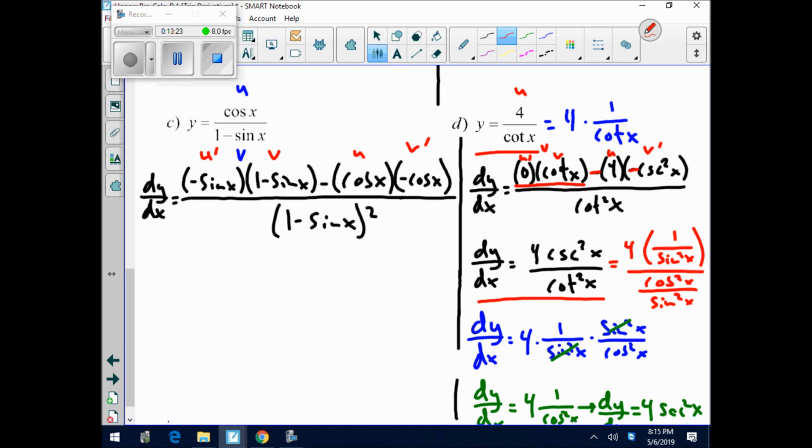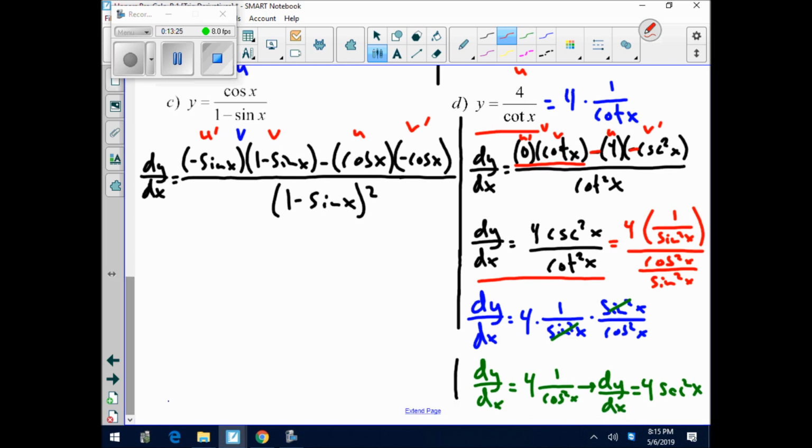So right here, we can change our cosecant squared x to 1 over sine squared x, and we can change our cotan squared x to cosine squared x over sine squared x. Now right here, dividing by a fraction, we can change this to multiplying by the reciprocal, and our sine squared x's will cancel, and then we've got 4 times our 1 over cosine squared x, and right here, 1 over cosine squared x can be written as secant squared x. So we would say that our derivative in its most simplified form would be 4 times secant squared x.